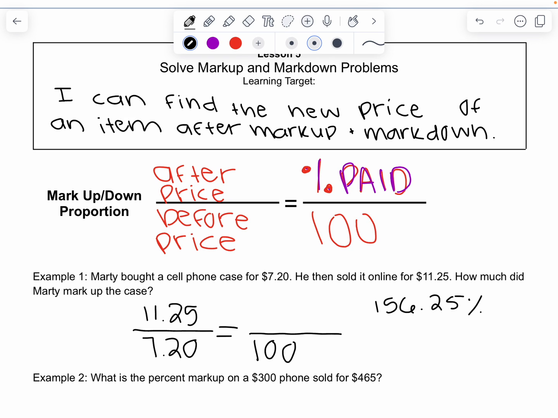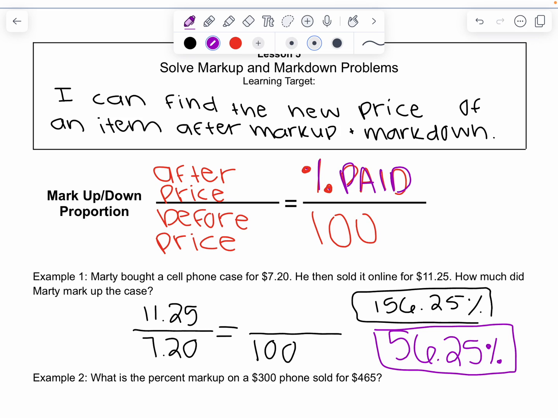156.25%. However, with this whole lesson, anytime we're talking about the money or percents, all we want to figure out is how far from 100 was it. So if we got 156.25, that means that he marked it up 56.25%. So that's what your actual answer is. 56.25%. Because that's how much off from 100 it was. Like I said, this one's always a little challenging, so we're going to go through the next couple. Hopefully it'll start to make more sense.